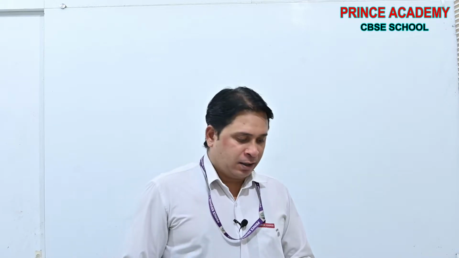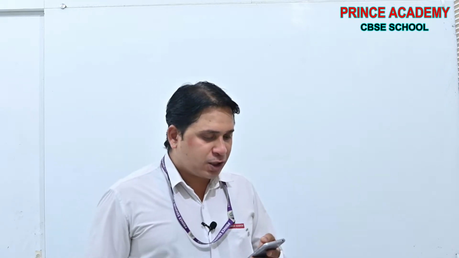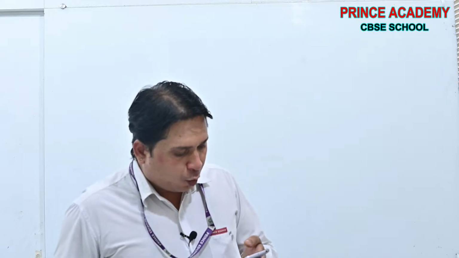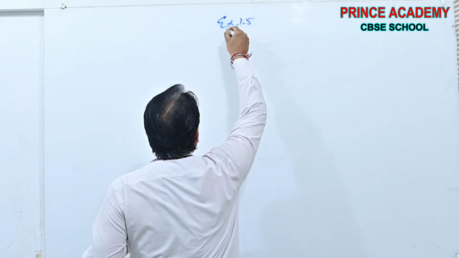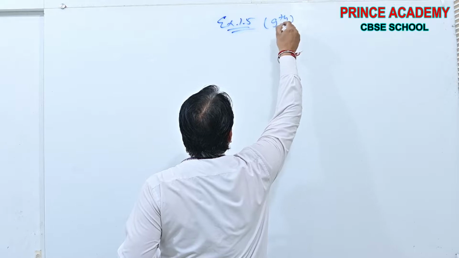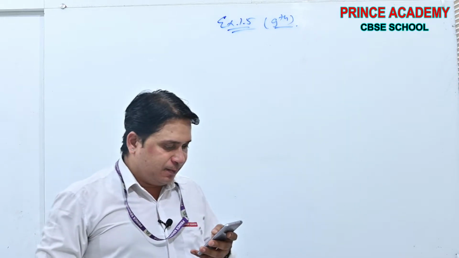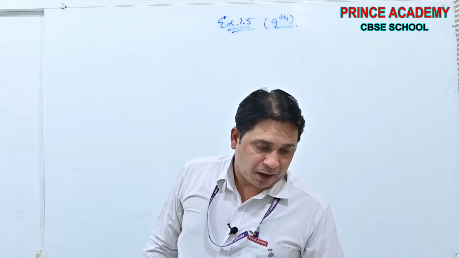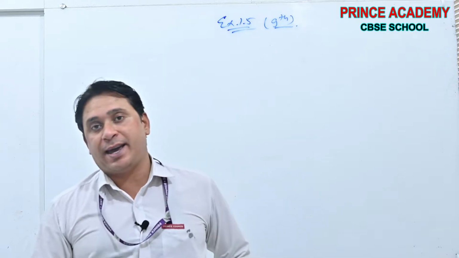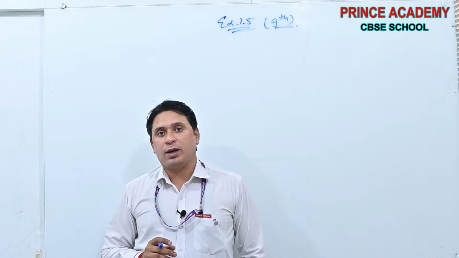Now see, if you look at question number 1, exercise 1.5 for 9th class, what is given here? Classify the following numbers as rational or irrational.